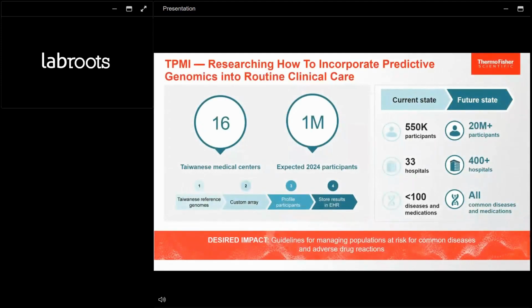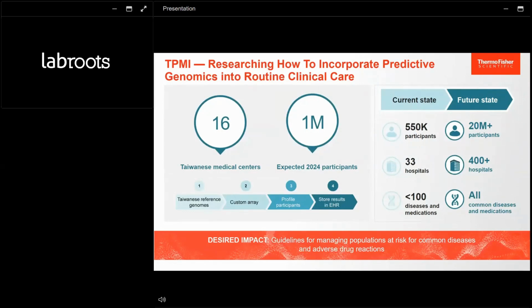Because of this, the Taiwan government has undertaken a very similar program. This is the Taiwan Precision Medicine Initiative. And in this case, they're doing a similar sort of thing. They're researching ways to incorporate predictive genomics into routine clinical care for ethnically Chinese Han and also Taiwanese indigenous populations as well. Currently, they have 16 medical centers enrolled in providing samples for this study. It's hoping by 2024 they will have over 1 million participants.